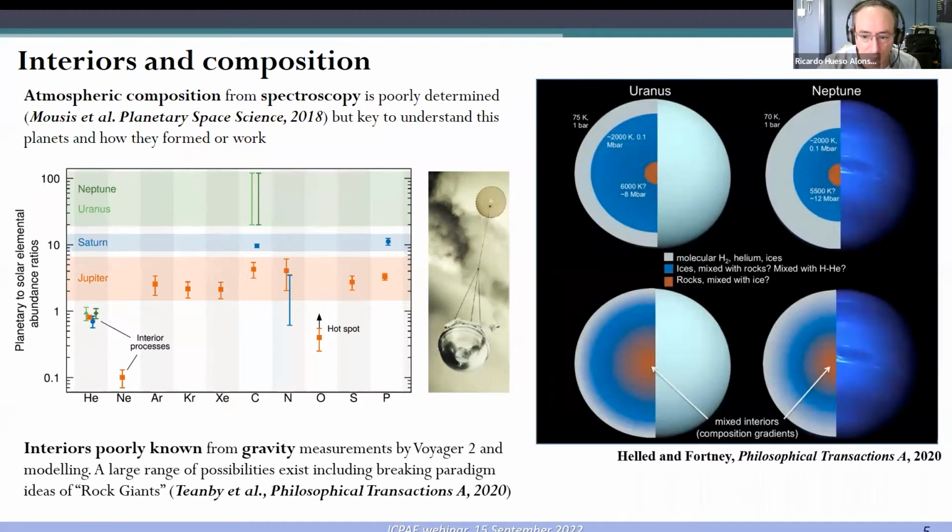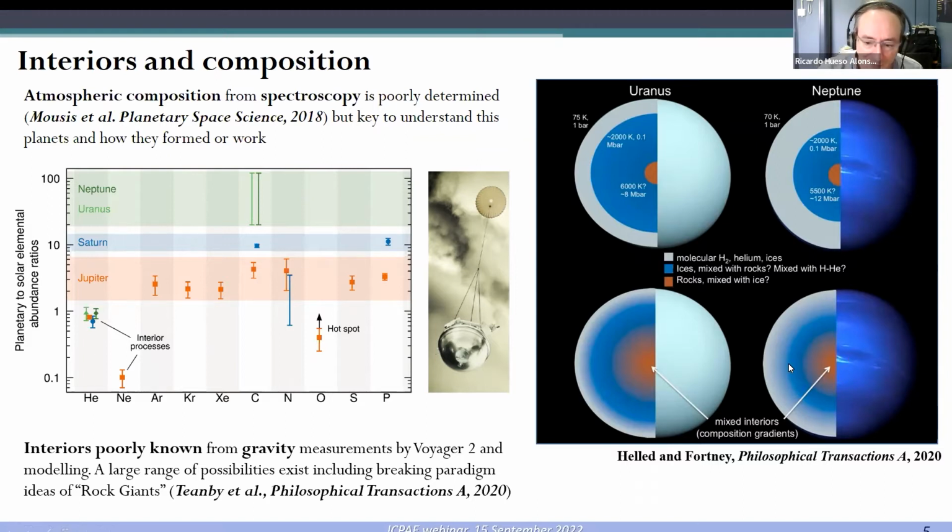If we go into the atmospheres, these plots highlight the extended atmosphere of hydrogen and helium here in gray, and the interior, which is mostly unknown, with the ices, maybe rocks inside. These planets have this chemical composition, but they could be mixed, and we could have mixed interiors, and we really need to understand these kinds of things.